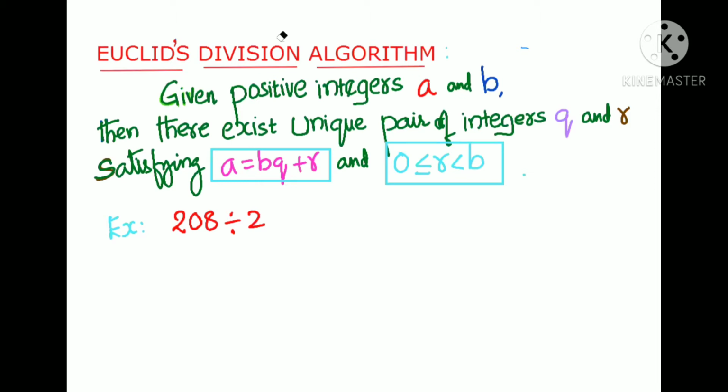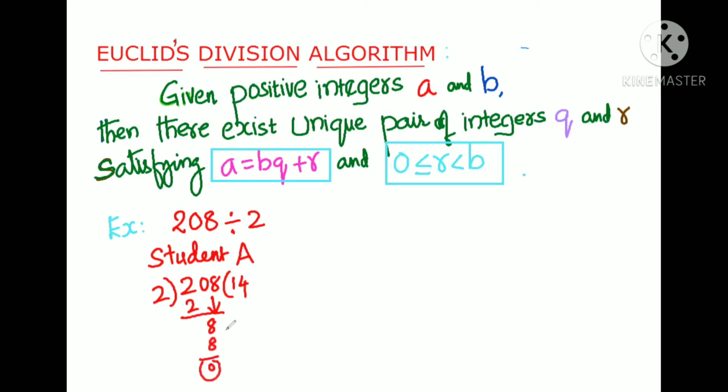Let us understand this concept by taking some examples, some division problems. A student is given this problem: 208 divided by 2. Student A did this problem like this: 208 divided by 2, 2 ones are 2, bring down 8, 2 fours are 8, and remainder 0.